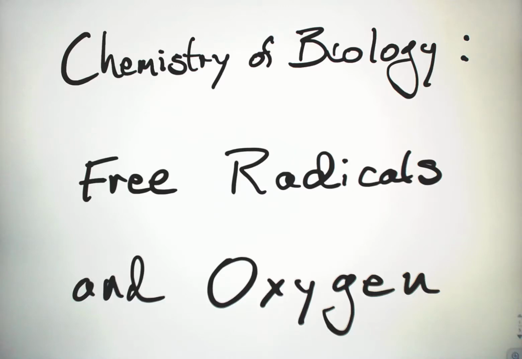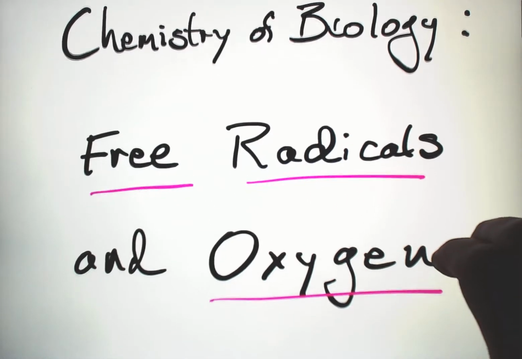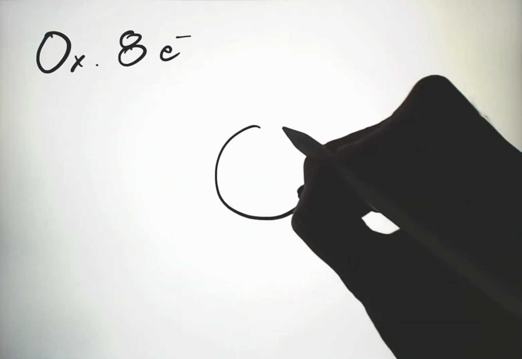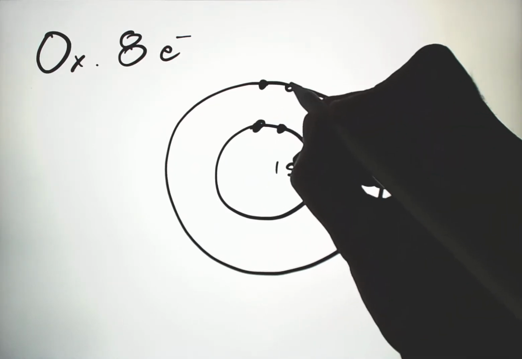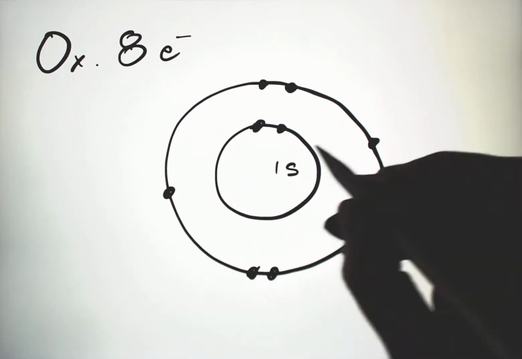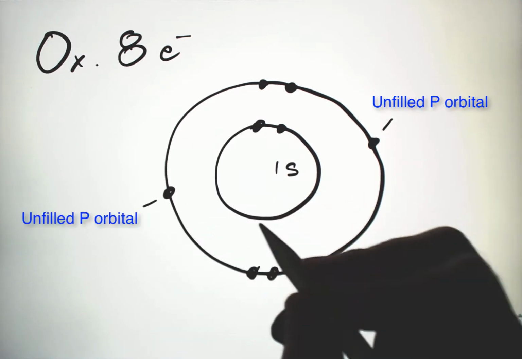Oxygen is both a highly dangerous molecule and essential to aerobic respiration. In this video, I'll talk about the chemistry of biology, free radicals, and oxygen. Elemental oxygen has 8 electrons, 2 electrons in the innermost 1s shell, and 6 electrons in the outer shell, the 2s and 2p orbitals. That leaves 2 unfilled orbitals.